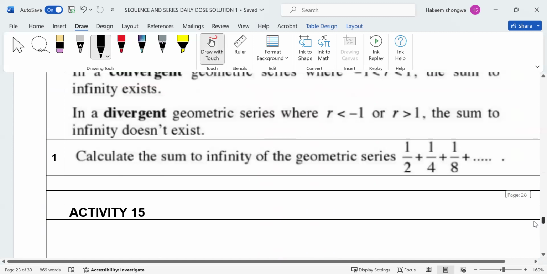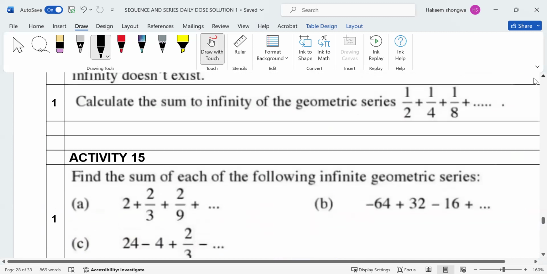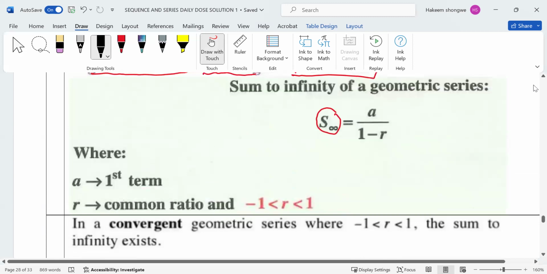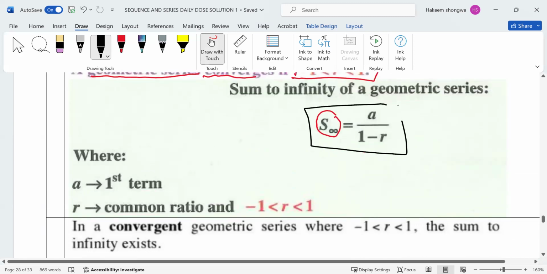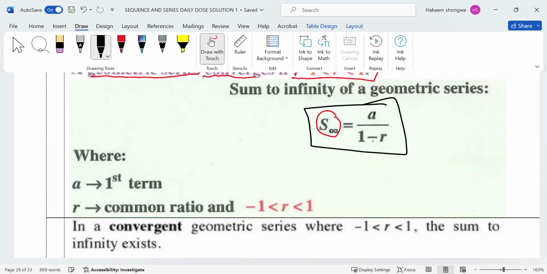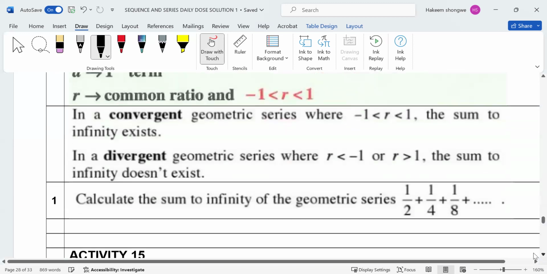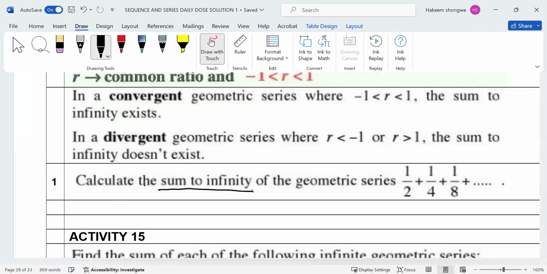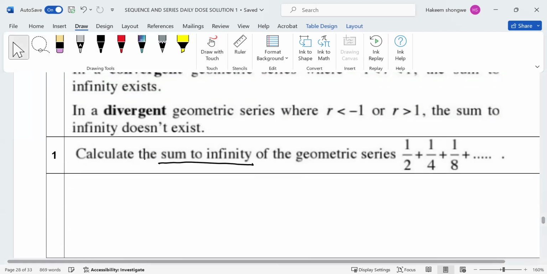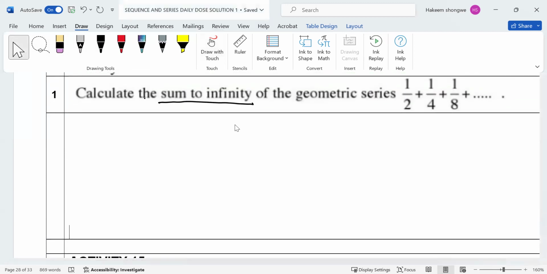Example number 15. So we do have a formula to calculate the sum to infinity, which looks like this. It says S infinity is going to be given as a over 1 minus r. And then it's 2 marks. These 2 marks are very important. So if we look at example number 15 here, they will say, calculate the sum to infinity. I don't have to guess here. They told me calculate the sum to what? To infinity. So if they say calculate the sum to infinity, it already means that the series is going to be convergent. I don't have to prove it. The series is convergent.